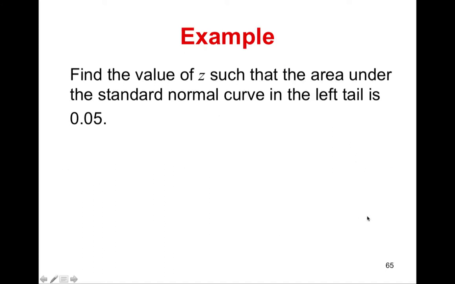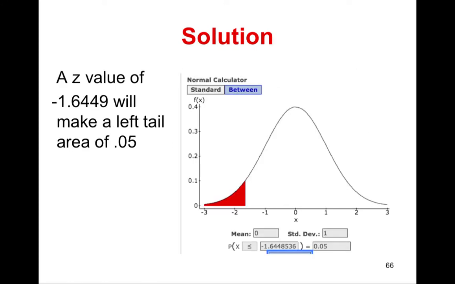Let's do one more example before we move on to a concrete problem. Suppose we want to find the value of z such that the area under the standard normal curve in the left-hand tail is 0.05. We would have it set to standard, mean and standard deviation of 0 and 1. The lower tail, so less than or equal to, and the lower tail area, 0.05. The z-score is negative 1.645-ish.